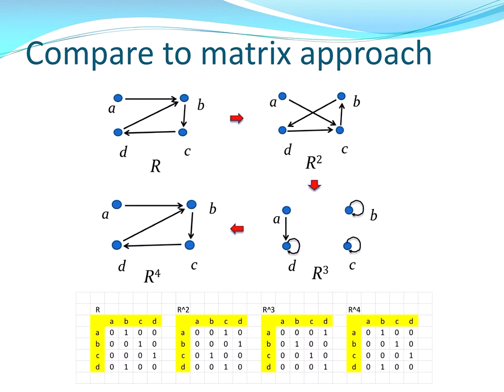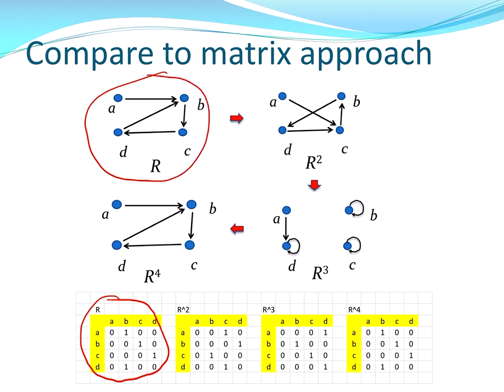So here I have the matrix representation for our relation right there. And if I take R and I square it in the Boolean sense, I get this relation here that I'm double underlining. And note that it is the matrix representation for R squared. I have AC, there's AC. I have BD, there's BD. I have CB, there's CB. And I have DC, there's DC.